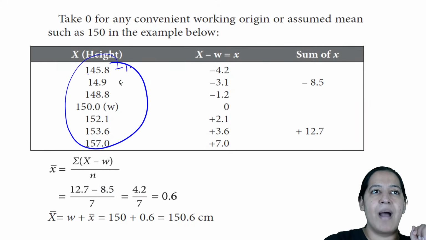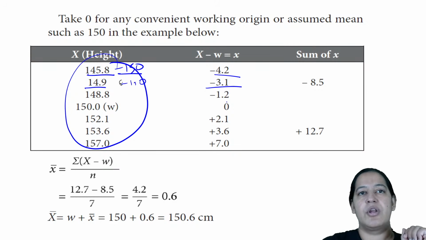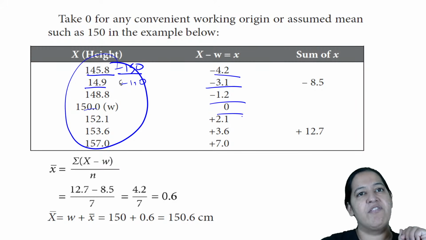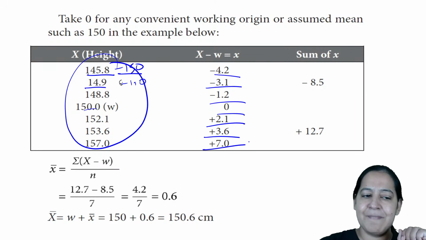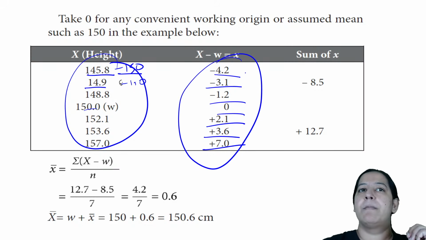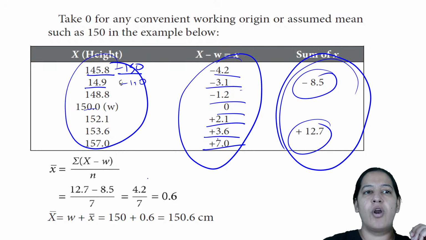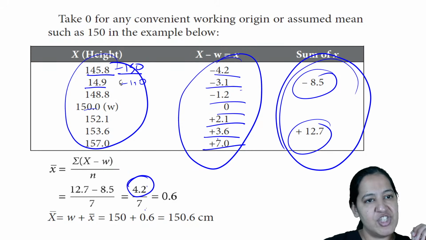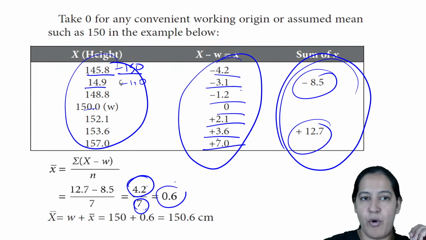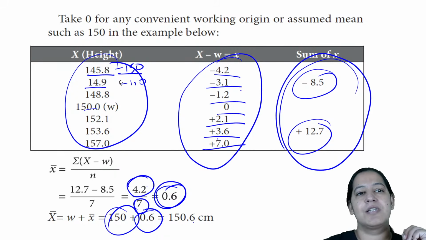145.8 minus 150 will be minus 4.2. 146.9 minus 150 will be minus 3.1. 150 minus 150 will be 0. So some values are minus, some are plus, some are 0. Take the summation of all of them, the minus total and the plus total. The summation of all of them is plus 4.2. Divide the summation by the number of observations, that is 0.6, and add this 0.6 to the assumed mean. So x bar plus w will be your answer.